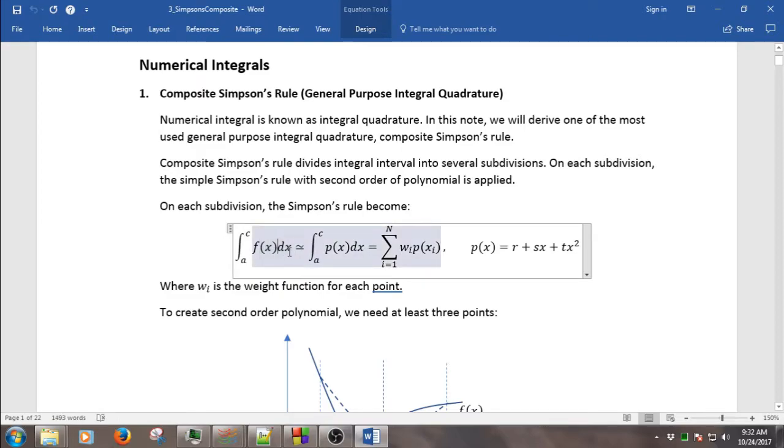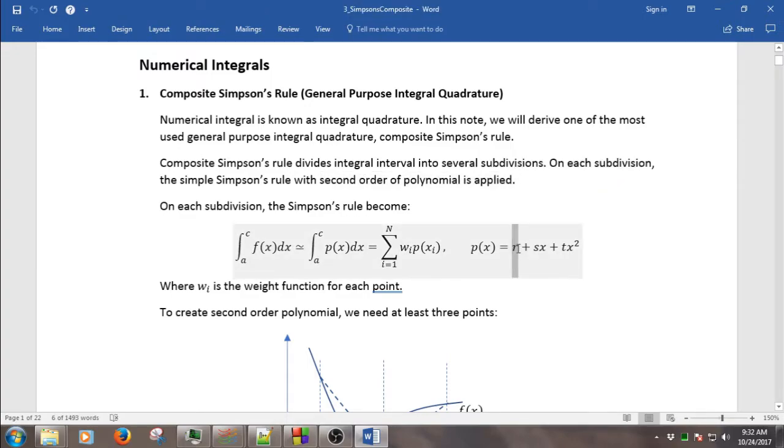So this is the analytic integral, the left hand side here, f(x) dx from a to c, and we approximate the result with the polynomial here, p(x) dx from a to c, and because of the approximation here, we find the weight function of the polynomial on each point, on each data point. So in this case, we use a second order polynomial, which is r plus s multiplied with x plus t multiplied with x squared. So r, s, and t are unknown coefficients, so we need to find them.